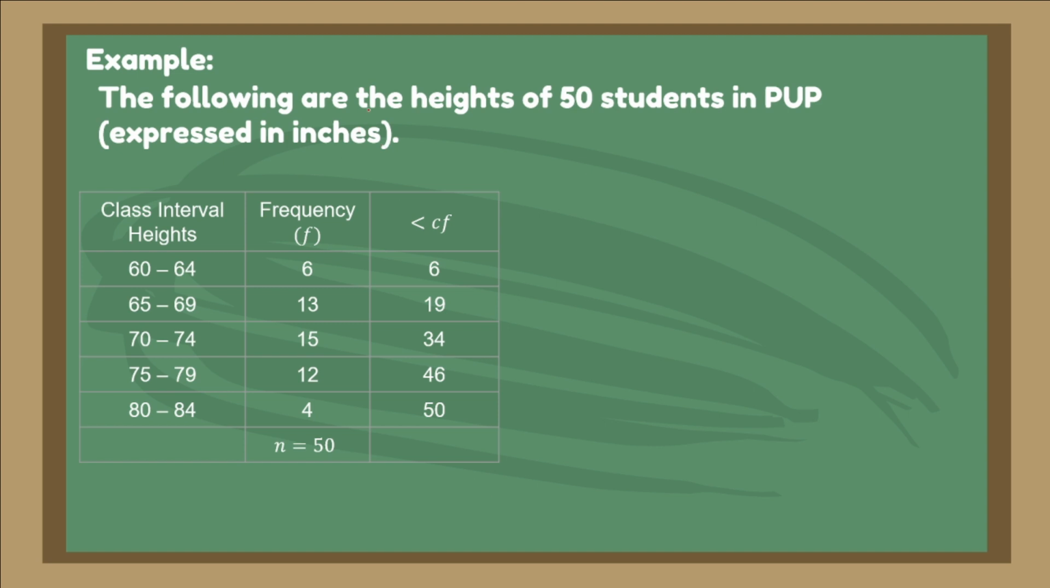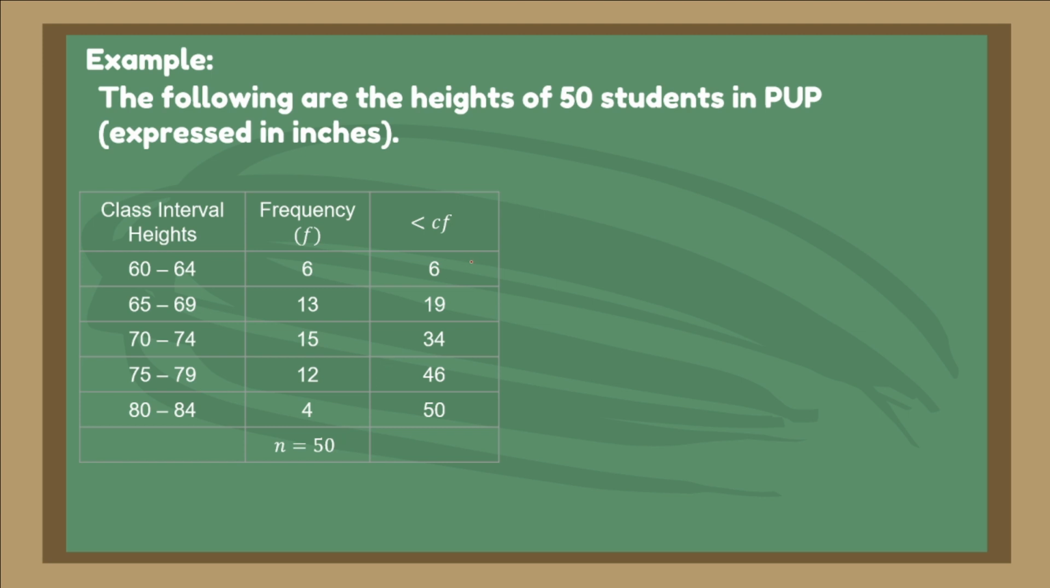The following are the heights of 50 students in PUP expressed in inches. So the first column, we have the heights of the students, 60 to 64. That is the class interval, in inches. We also have the frequency. The total of our frequency is 50 since we have 50 students.